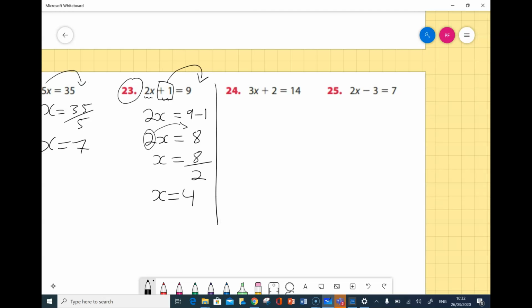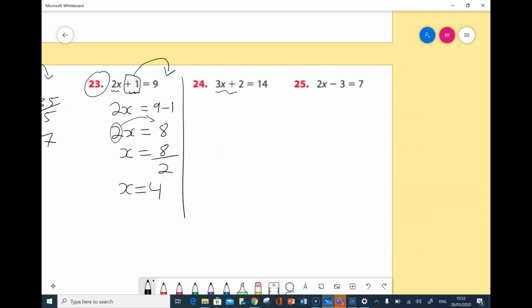Question 24. We've got 3x plus 2 equals 14. So we've got a 3 that's multiplying and then a 2 that's adding. The first thing we do is we get rid of the constant. That's the number whose job is adding or subtracting. Here it's plus 2. When plus 2 comes over, it changes its job to subtraction. 14 take 2. So 3x is equal to 14 take 2, which is 12.